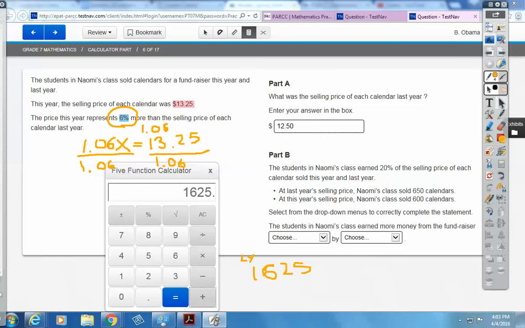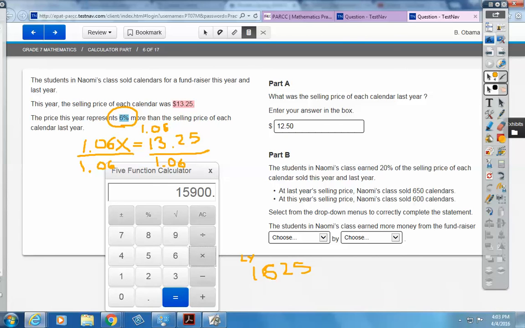All right, how about this year? This year's selling price was $13.25. You can come in if you want. All right, it was $13.25, and we sold 600 calendars. Oops, that was for you, Campbell. And we sold 600 of these calendars, and so we made $7,950, but we only got to keep 20%.